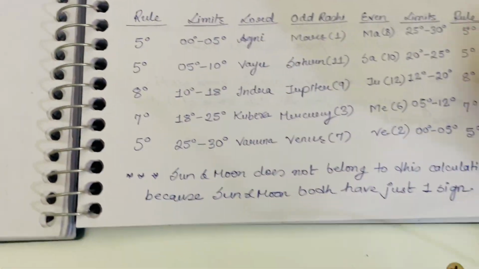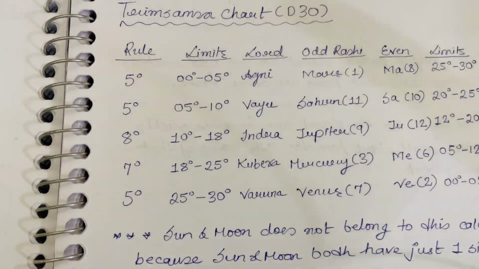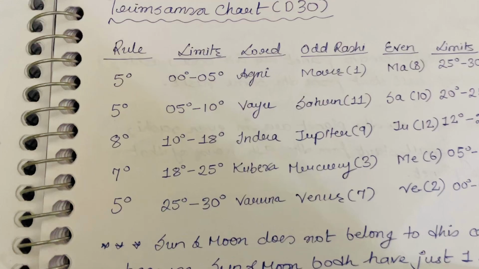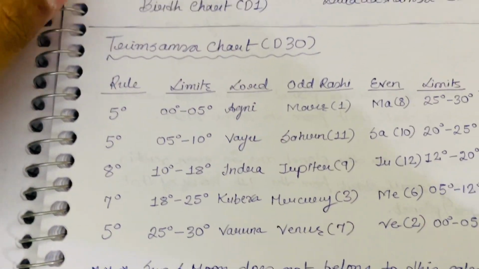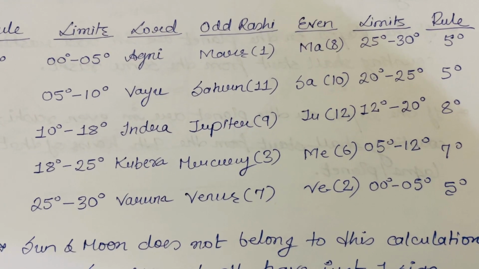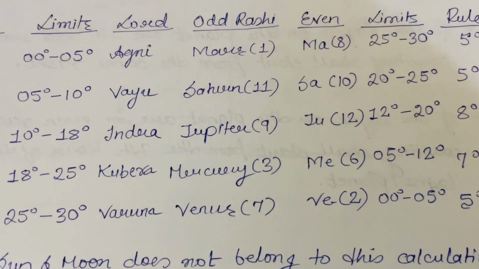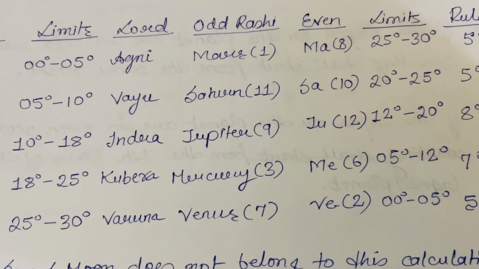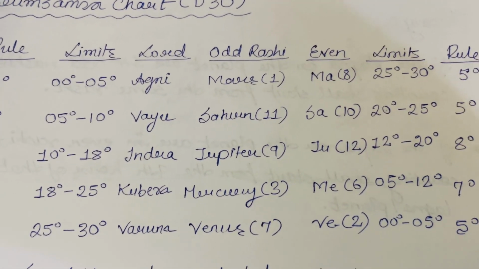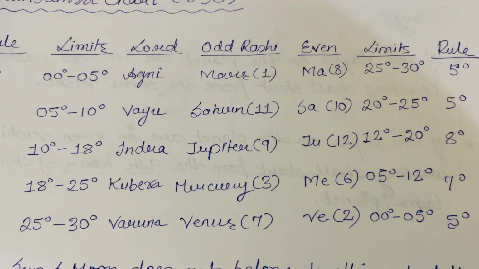Now this is one thing I had observed and unfolded while I was creating this particular table. You can see here the planets which are representing the various limits of Trimsamsas are Venus, Mercury, Jupiter, Saturn, Mars.